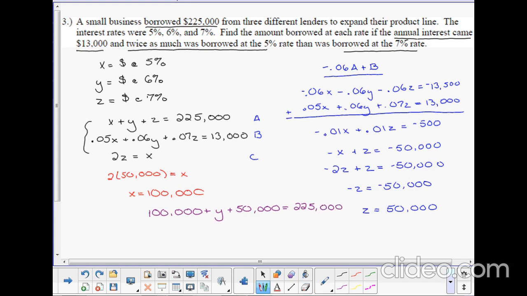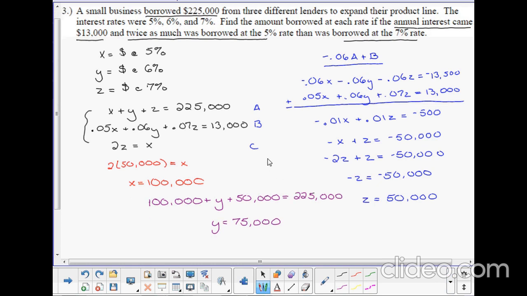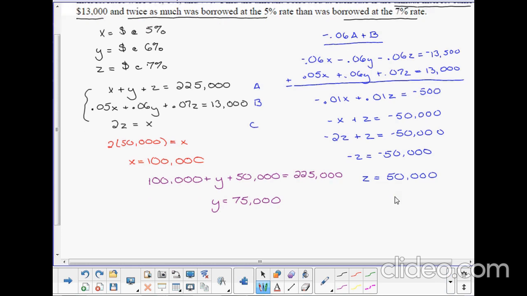So I would add the 100,000 and the 50,000 together and subtract that from 225,000 to get 75,000. So my final result here would be x is 100,000, y is 75,000, and z is 50,000.